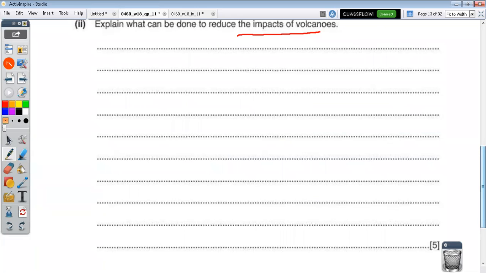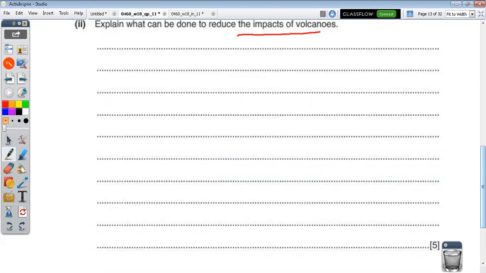Can't you dig trenches to redirect lava when it's flowing down? You said what? To dig trenches so that when lava is flowing down, you can redirect it. That's correct. Diversion canals for lava. Construction of diversion canals for lava. Clear? So that you redirect the lava. What else?